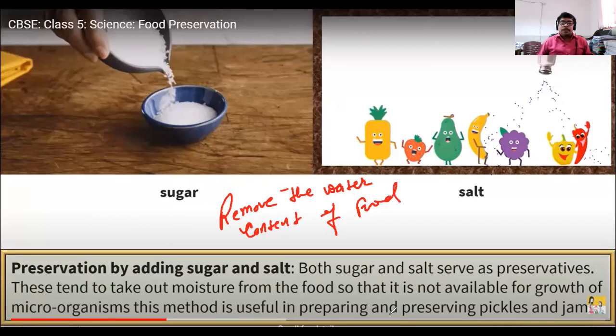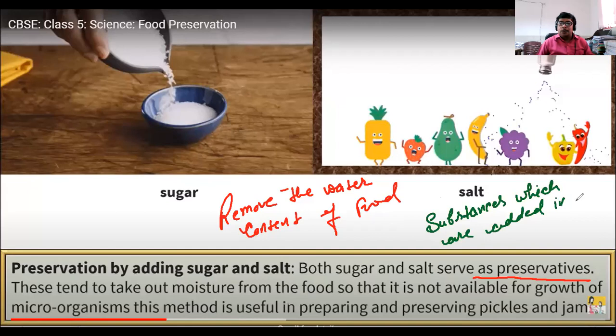So both sugar and salt serve as a preservative. What is a preservative? The definition of preservative: a preservative is a substance. I am writing it in green color. These are substances which are added in food to preserve it for a long time.